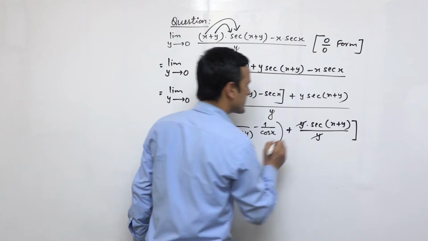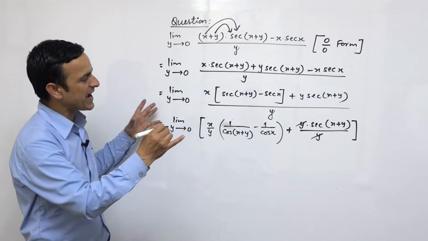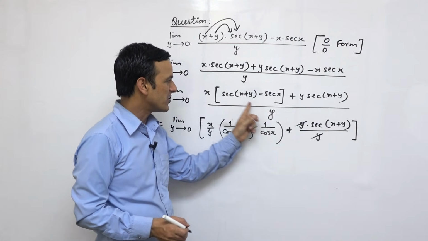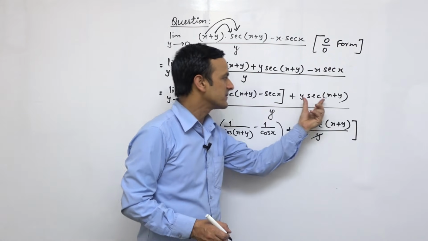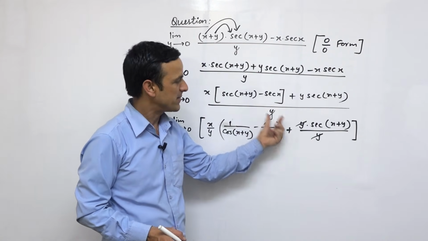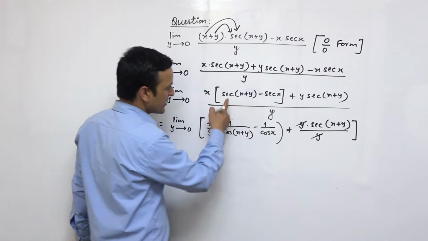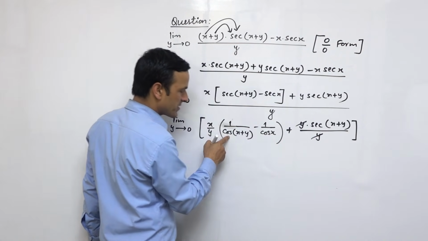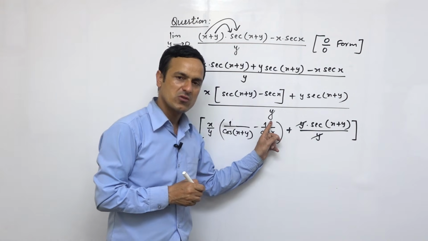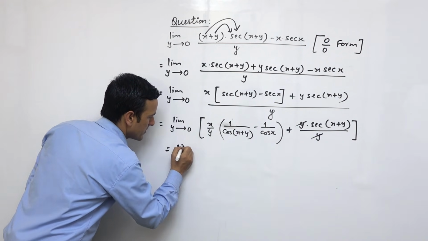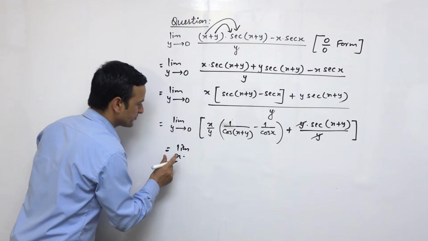y and y cancel. हामीले टर्मलाई होल फ्र्याक्सनलाई दुईटा पार्टमा ब्रेक गर्दै छौं. यहाँ this part upon this part plus this part upon this part हामीले यसरी ब्रेक गरिरहेका छौं. So sec(x+y), and here sec converted into 1 upon cos, and it is also 1 upon cos. So now we can solve it by using formula.